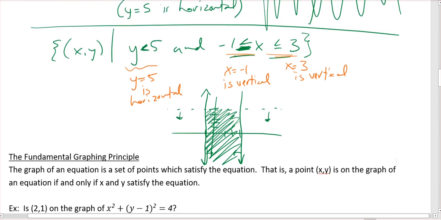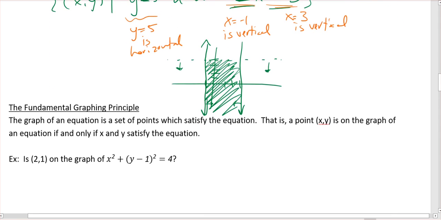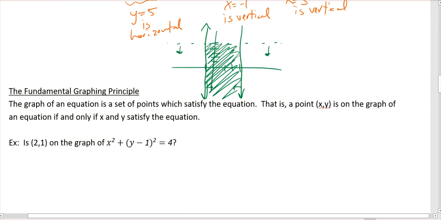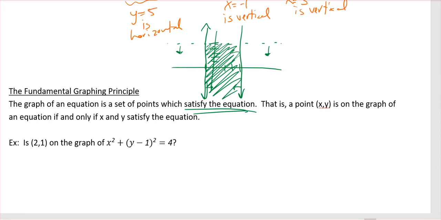How wonderful. So this is something that was a little bit glossed over: a fundamental graphing principle. The graph of an equation is the set of points that satisfy the equation. What this means is that we can plug in the point and it gives us a true statement.